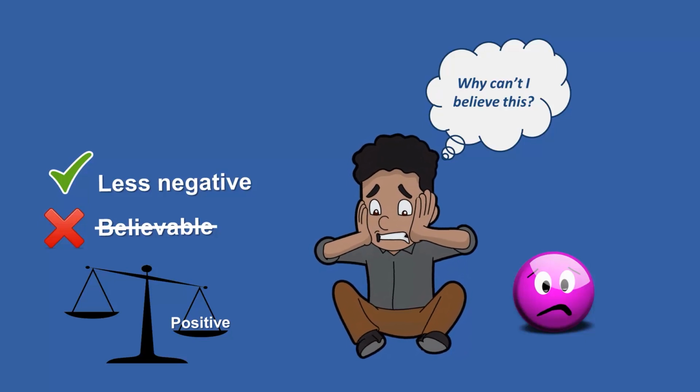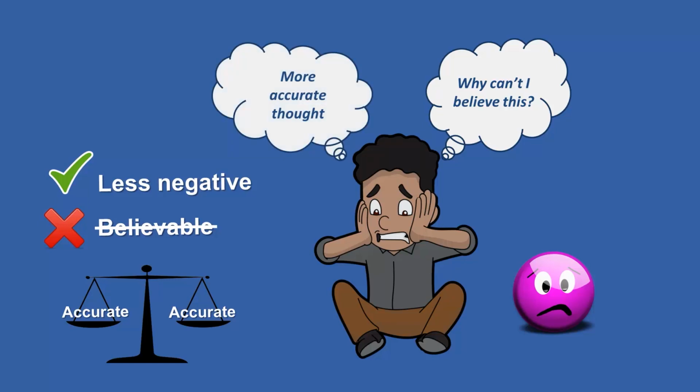So, related to whether or not we can believe a modified thought is that the new thought needs to be at least as accurate as our original thought. Because we're not going to be able to trick ourselves into believing something we don't actually think is true. And in most cases, the new thought will need to be more accurate than our original thought in order for us to change our minds and adopt the new way of thinking.